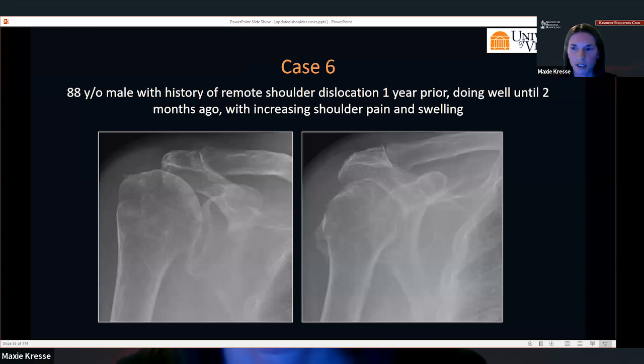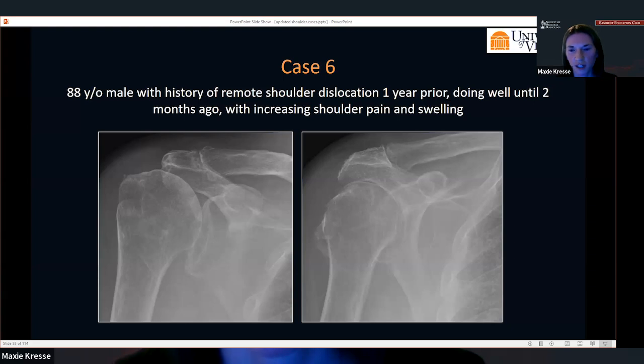Okay, case number 6. So this is an 88-year-old male, history of a prior shoulder dislocation about a year ago. Been doing well until about 2 months ago, had worsening shoulder pain and swelling.